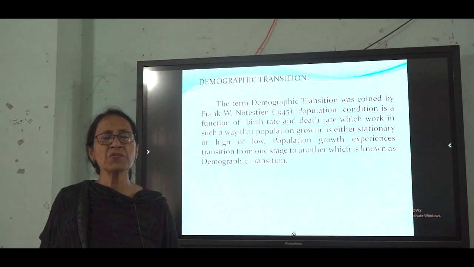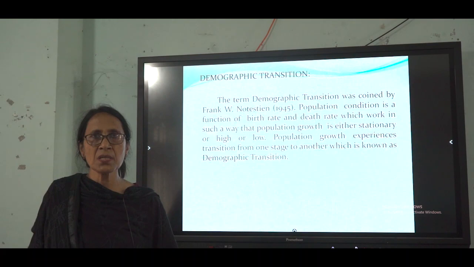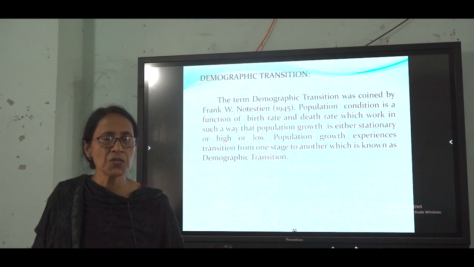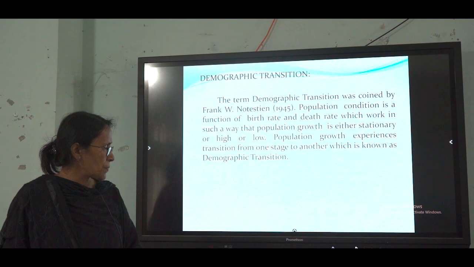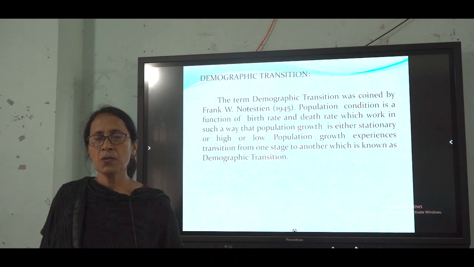Now I am going to discuss the main theme of the demographic transition theory, which was formulated by Frank W. Notestein in 1945. He says that population condition is a function of the birth rate, the death rate and the population migration, which changes over time and over space. It is nothing else but experiences gained in different stages of human societies.